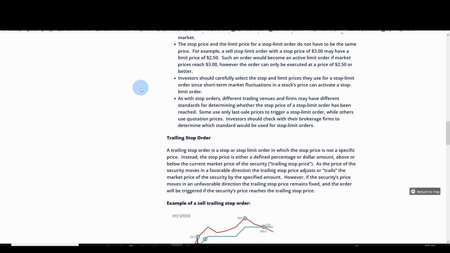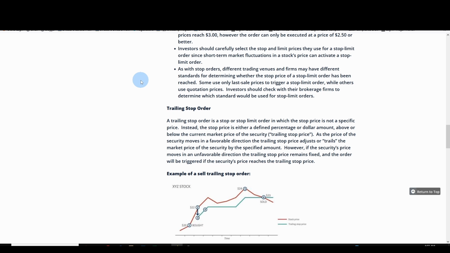Investors should carefully select the stop and limit prices that they use for stop limit orders, since short-term market fluctuations in the stock's price can activate a stop limit order. As with stop orders, different trading venues and firms may have different standards for determining whether the stop price of a stop limit order has been reached.